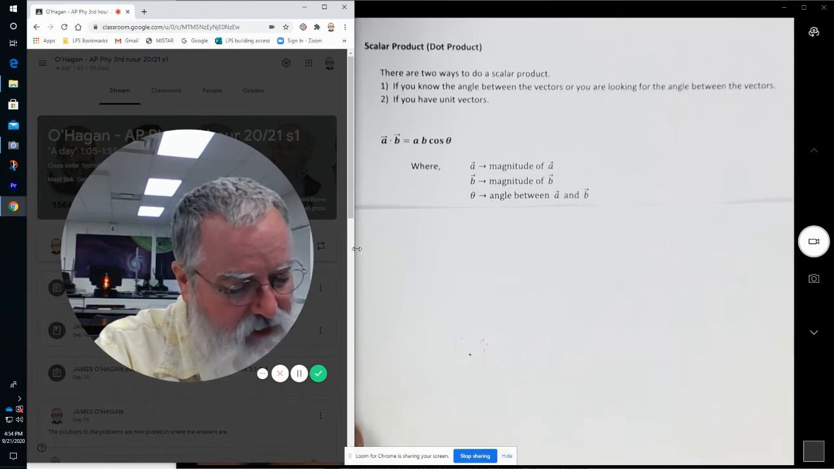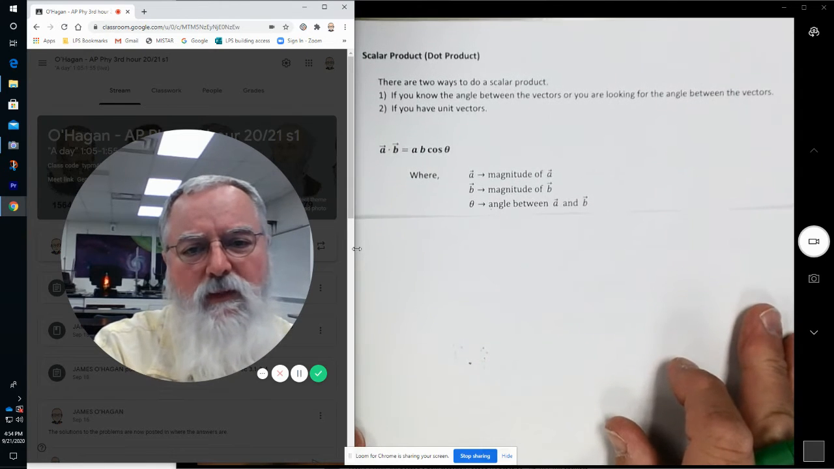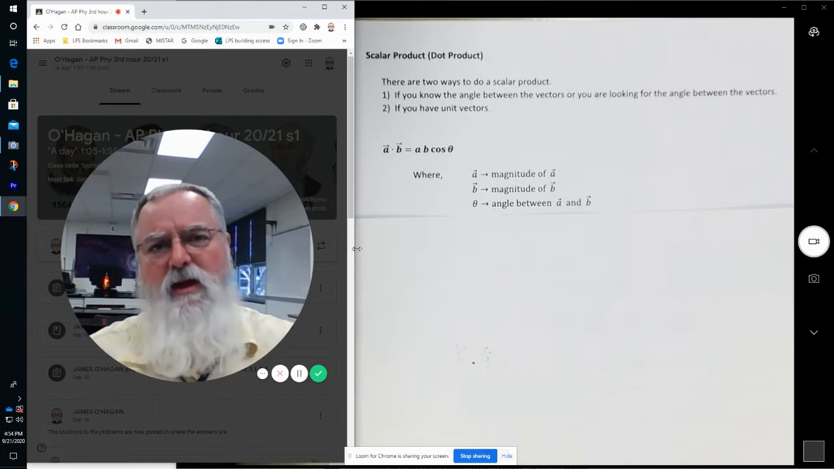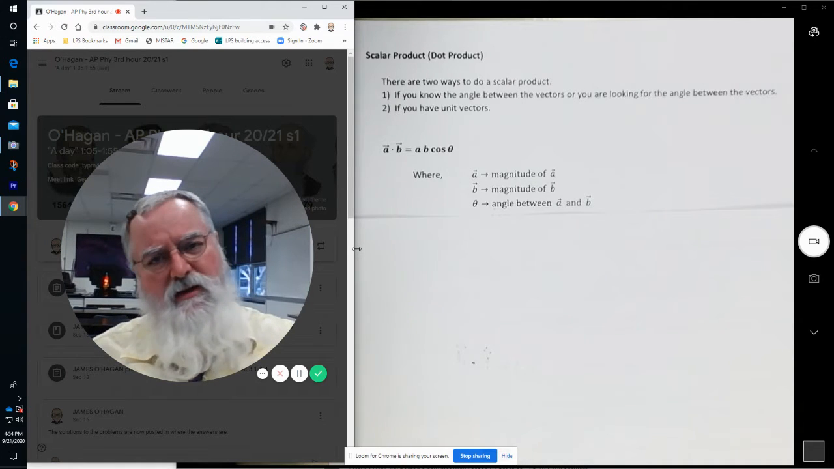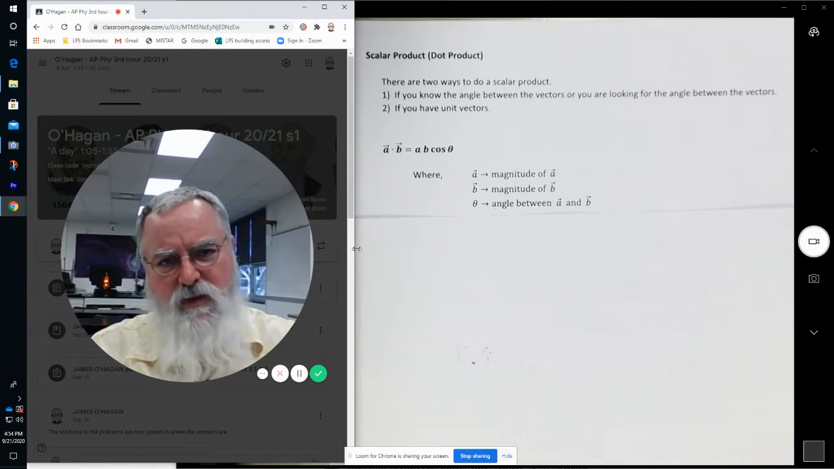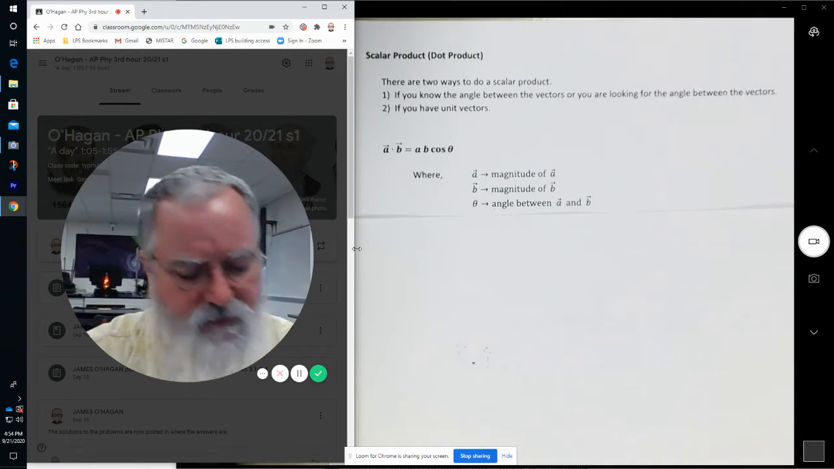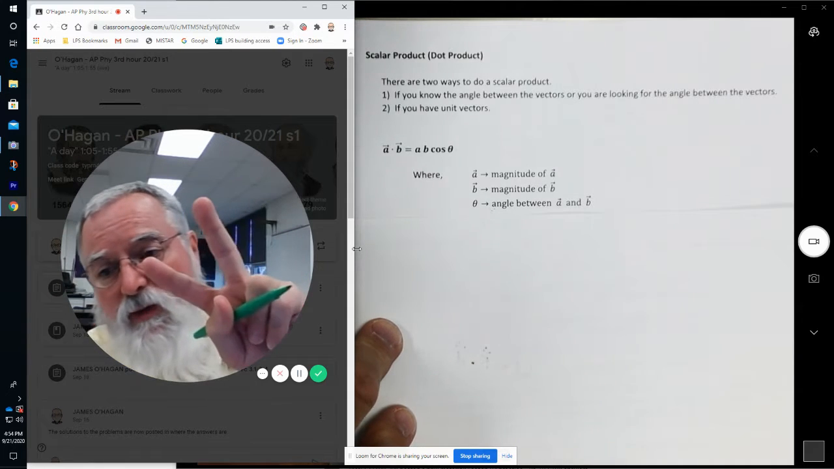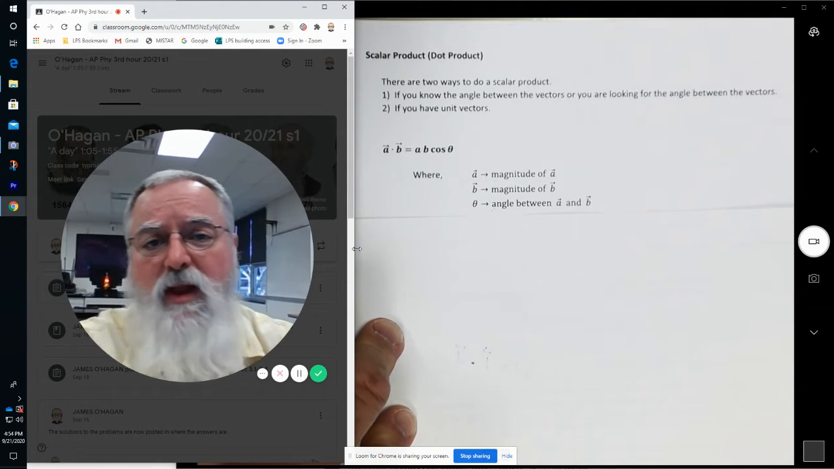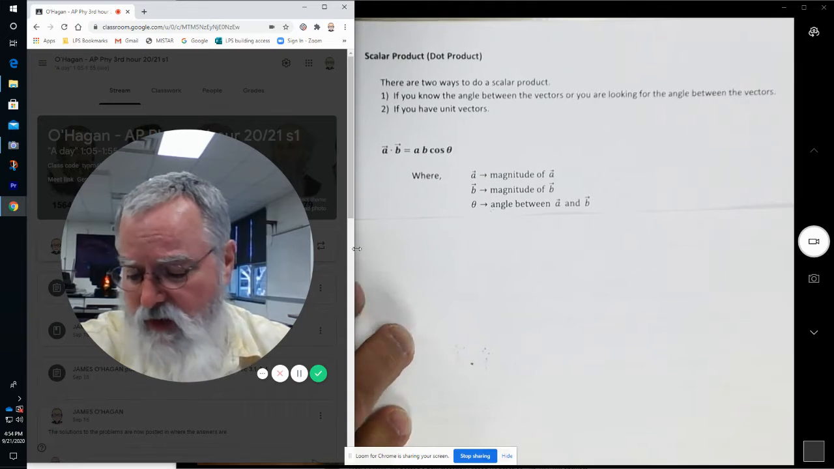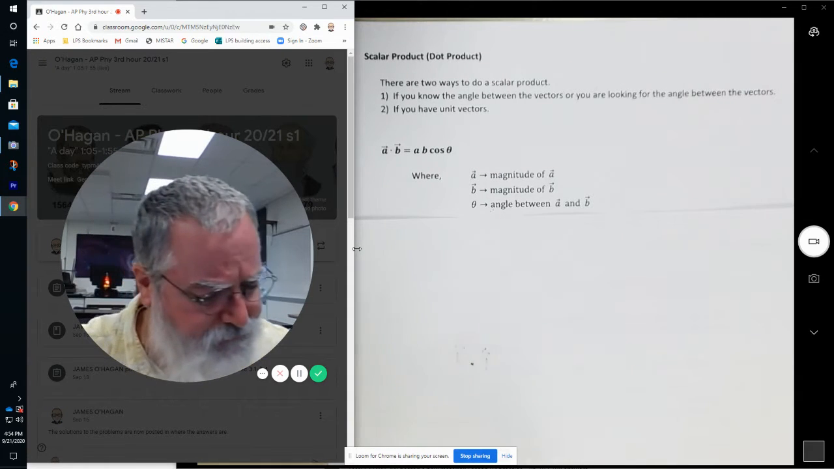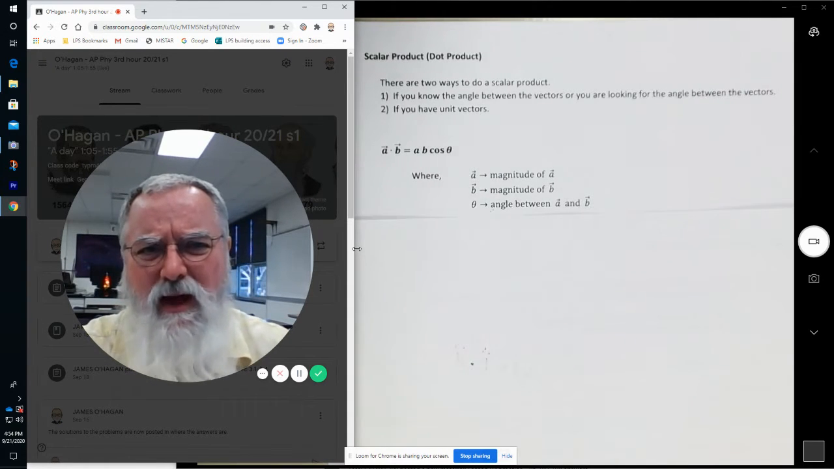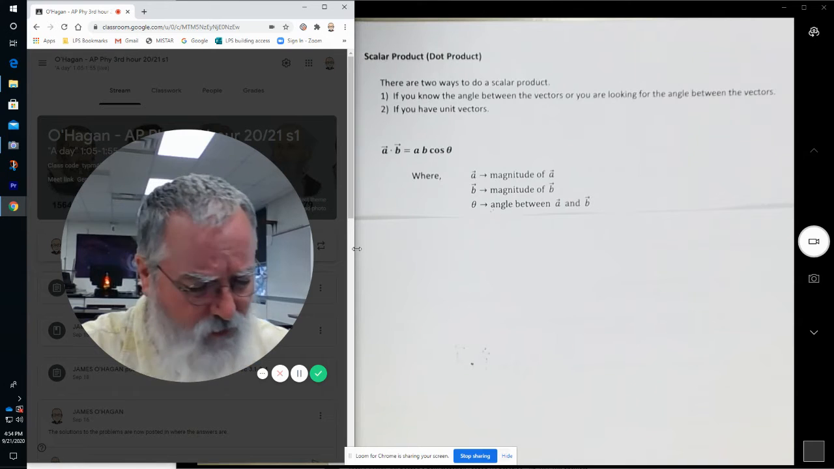All right, so here we go. Now let's talk about dot products. That's where you multiply two vectors and you get back a scalar. We'll talk about cross products, or vector products, later on, where you multiply two vectors and you get a vector. Okay, so here we go. There are two different ways that you can multiply dot products, and it kind of depends upon what information you have and what you're looking for.